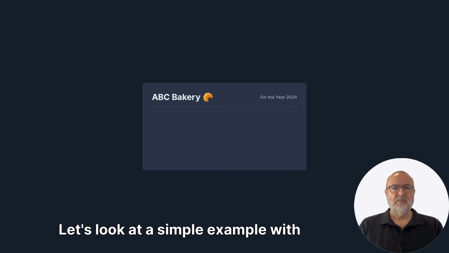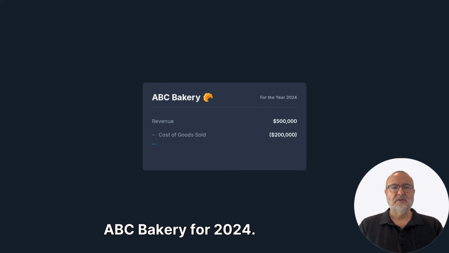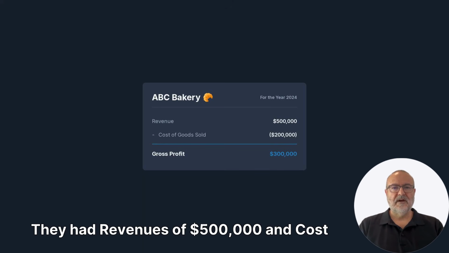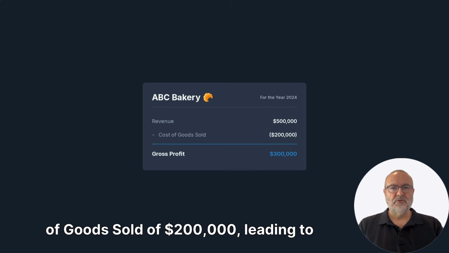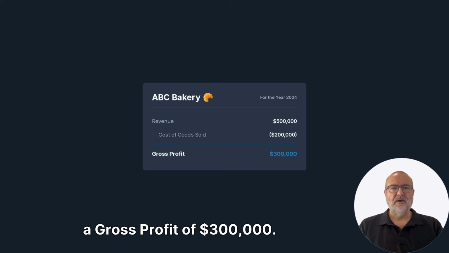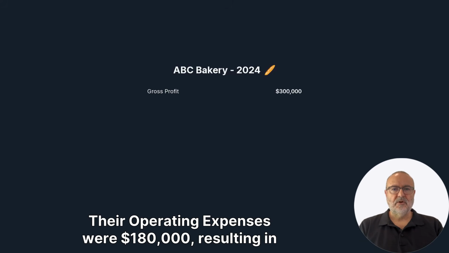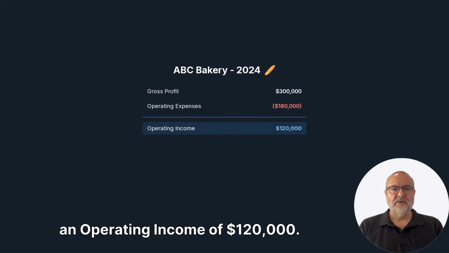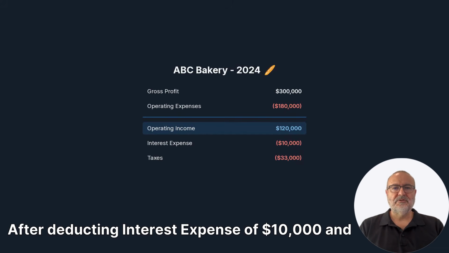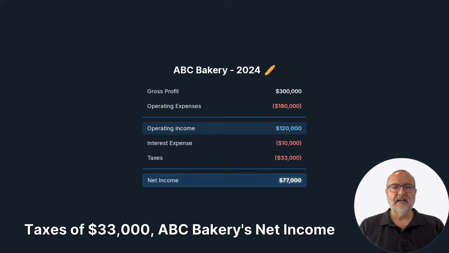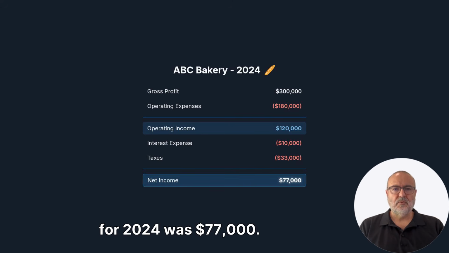Let's look at a simple example with ABC Bakery for 2024. They had revenues of $500,000 and cost of goods sold of $200,000, leading to a gross profit of $300,000. Their operating expenses were $180,000, resulting in an operating income of $120,000. After deducting interest expense of $10,000 and taxes of $33,000, ABC Bakery's net income for 2024 was $77,000.